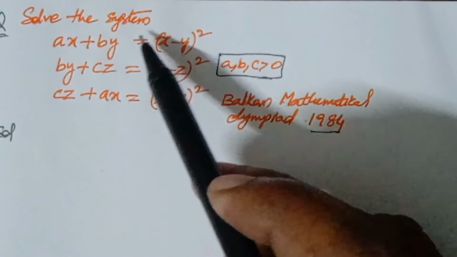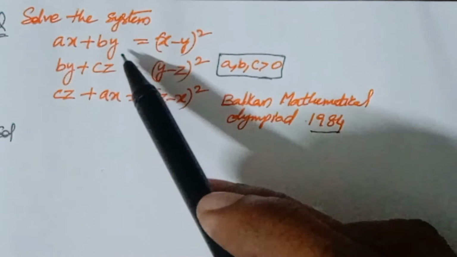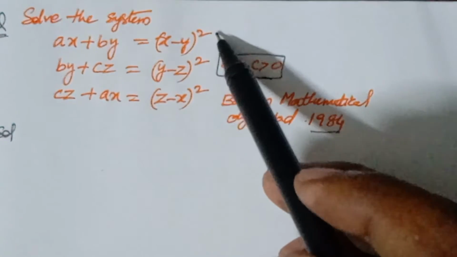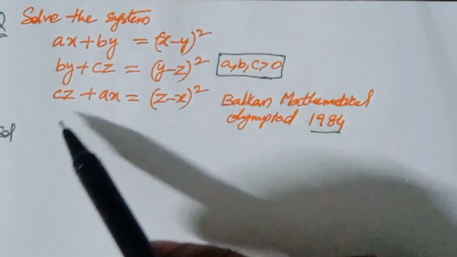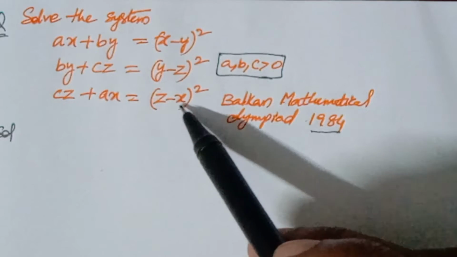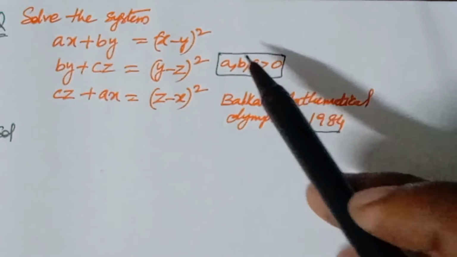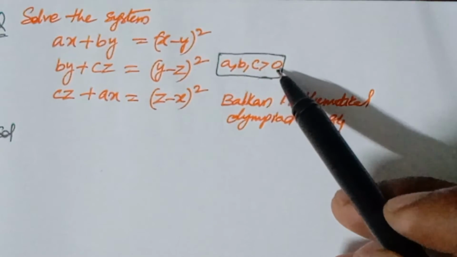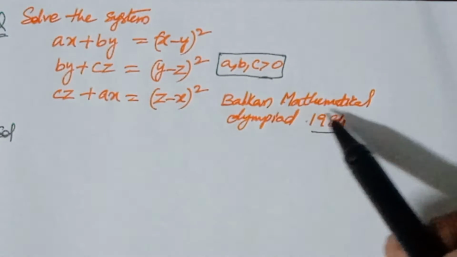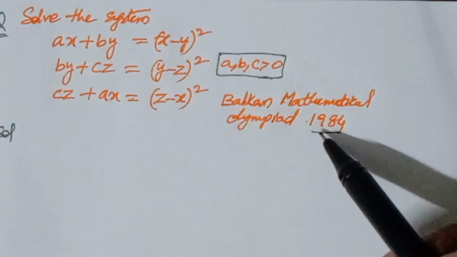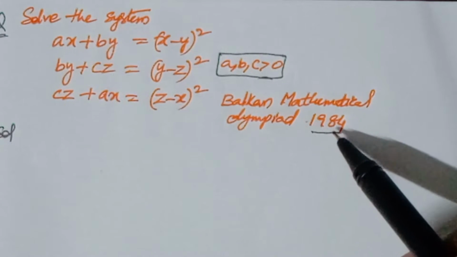So the question is given now. Solve the system of equations ax plus by equals (x minus y) whole square, by plus cz equals (y minus z) whole square, cz plus ax equals (z minus x) whole square, where a, b, c are greater than 0. This problem is from the Balkan Mathematical Olympiad in the year 1984.